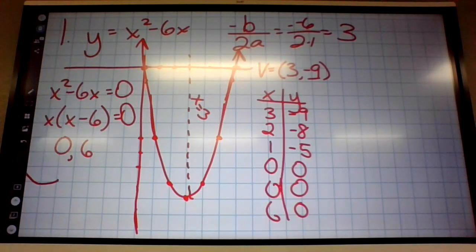I am not going to make you guys find the y-intercept and x-intercept and axis of symmetry on all of these. Just this one? Yeah. Well, I want you guys to try it on 2A as well, though. What?